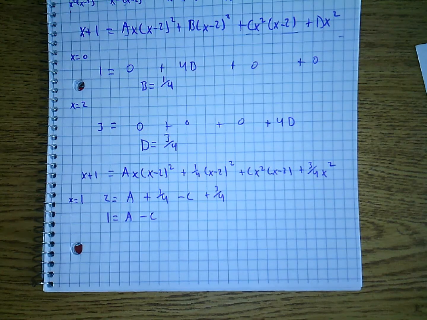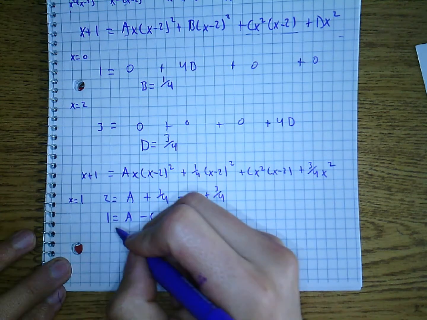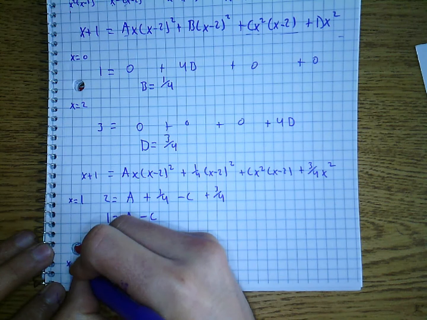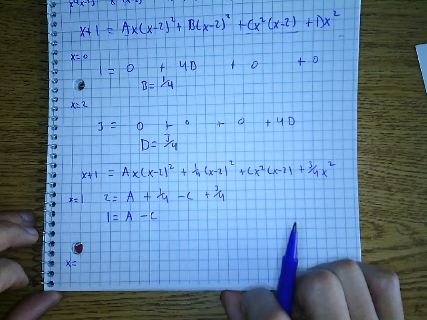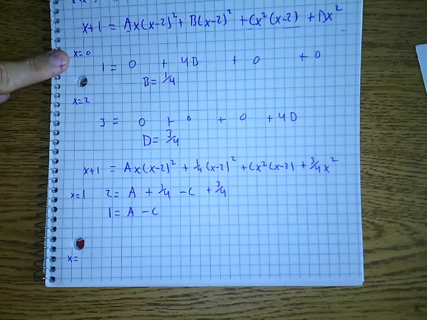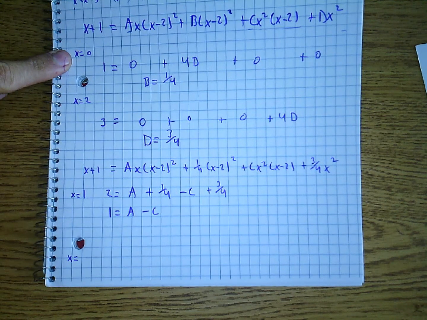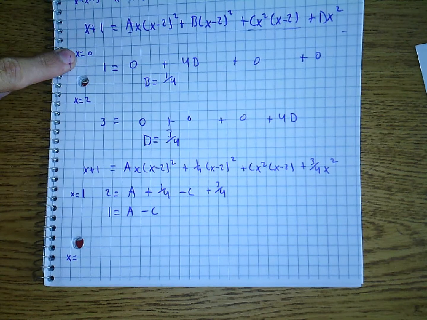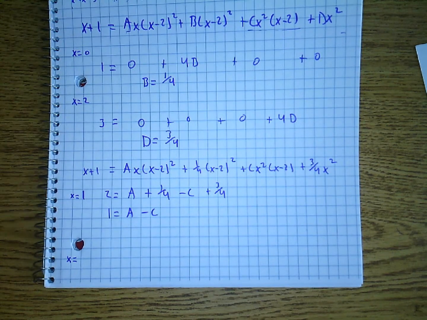Okay. I need another x value. X equals what? What do you want to try? We do 0? We've already done 0. So you can repeat values. You've already done 0, we've done 2, and we've done 1. 3. We can do 3. We can do negative 1. It all depends what you want to deal with.